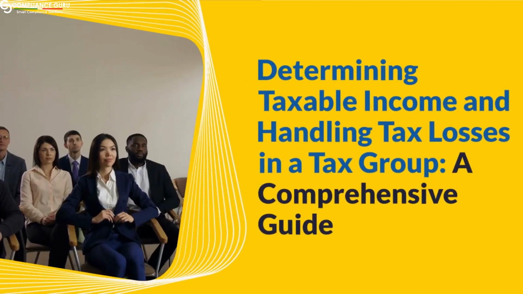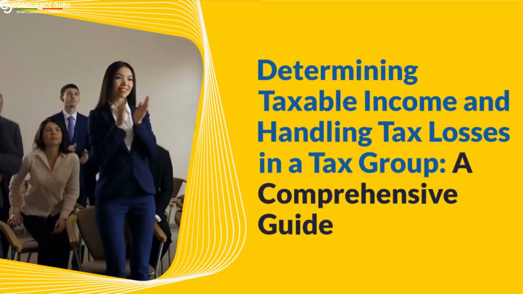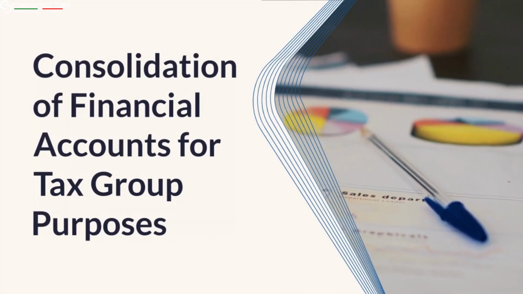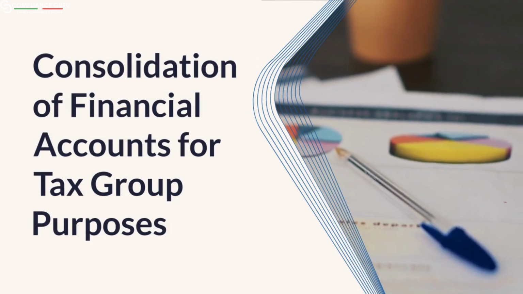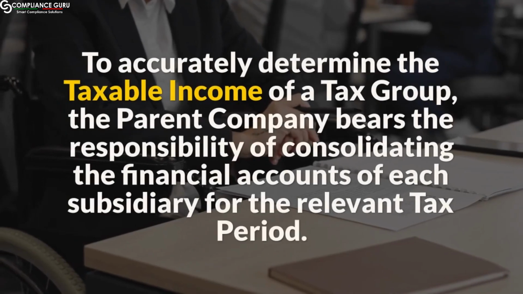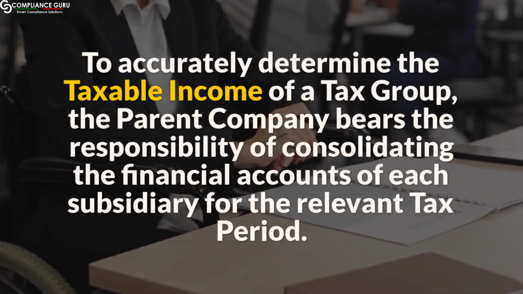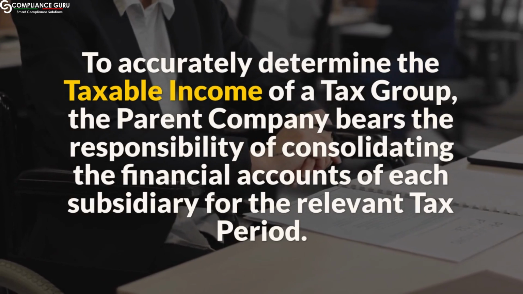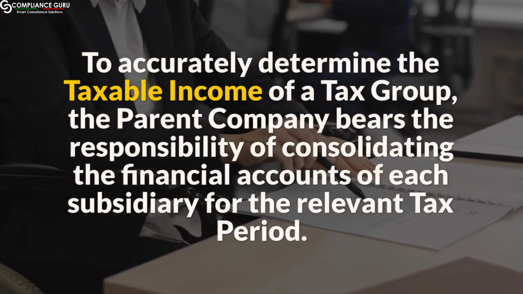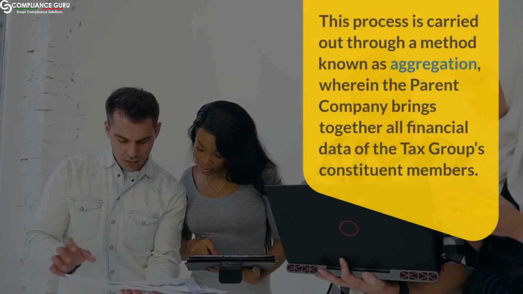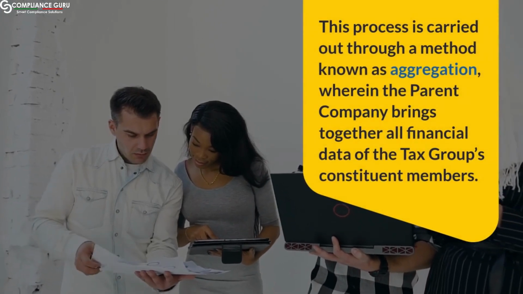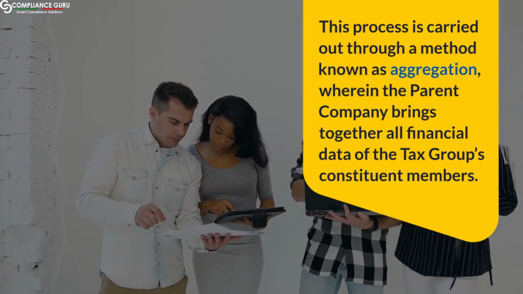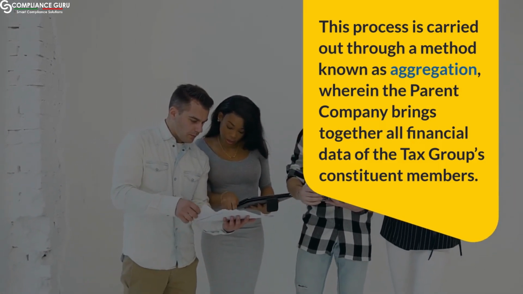Determining taxable income and handling tax losses in a tax group, a comprehensive guide. Consolidation of financial accounts for tax group purposes. To accurately determine the taxable income of a tax group, the parent company bears the responsibility of consolidating the financial accounts of each subsidiary for the relevant tax period. This process is carried out through a method known as aggregation, wherein the parent company brings together all financial data of the tax group's constituent members.